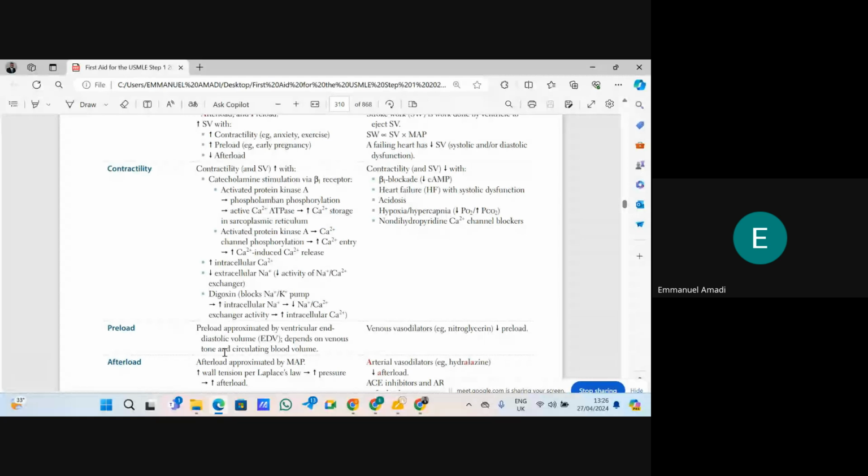Now, let us look at things that increase contractility and things that decrease contractility. First of all, they said catecholamine stimulation via beta 1 receptor. Now, we're going to look at two things concerning this.